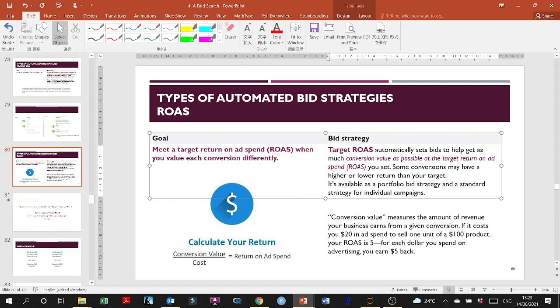Now the problem is really with the target return on ad spend, you need to make sure, guys, that... okay, we would like to let you know, guys, that I would like to, sorry, I got distracted a little.